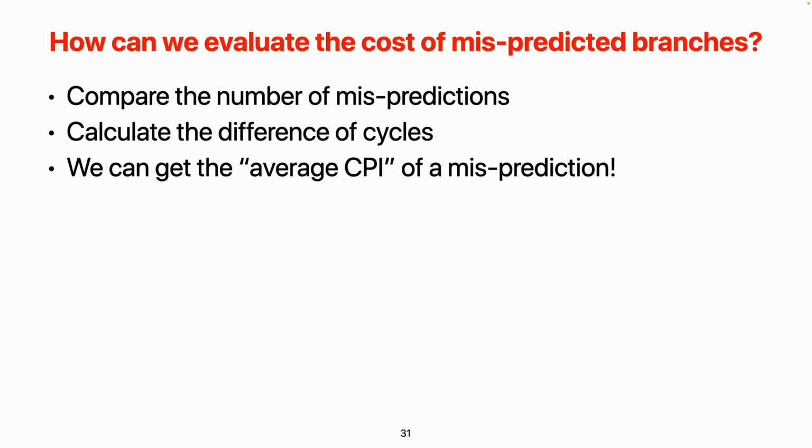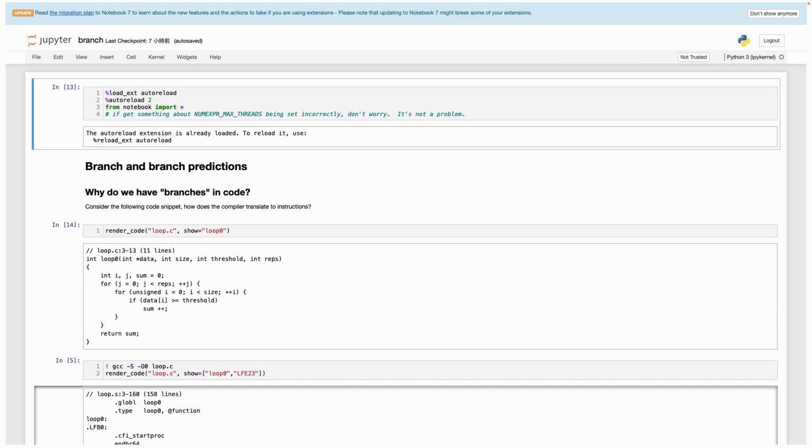This would give us an idea about how slow a mispredicted branch is, or say the penalty of waiting for the branch outcome. On the other hand, it would also help us to understand how many pipeline stages we have, right? So here is how we are going to do that.